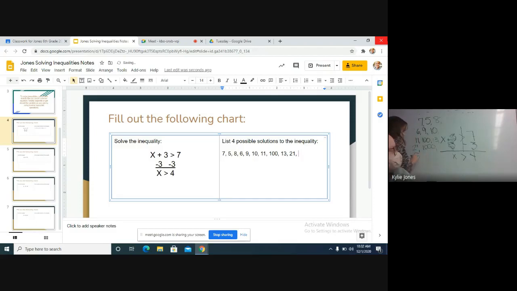Keep going. 586. Now, before she keeps going, can I have 4.1? 4 1/10? Is that greater than 4? Yeah. 4 1/10 is greater than 4, right? 4.1. So anything greater than 4 is an answer.